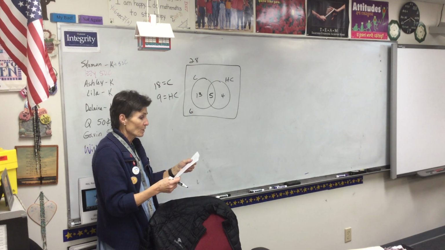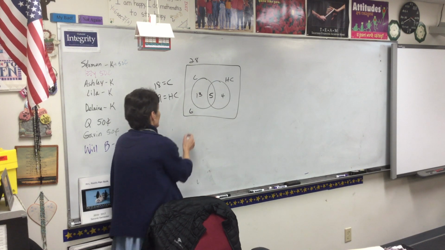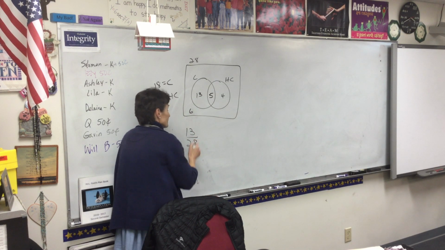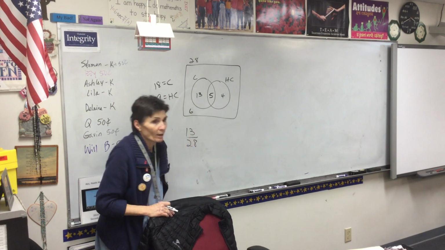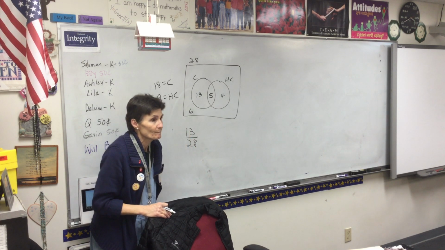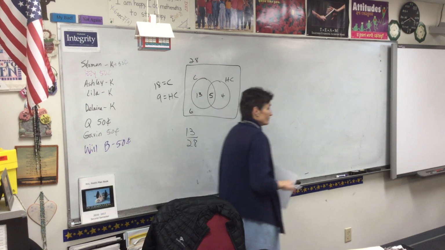Answer the question. What's the probability if I grab a kid that he drinks only coffee? 13 over 28. Make sure you're putting it over 28, kids, because what always goes in the denominator? The total. How many kids are in this class? 28.